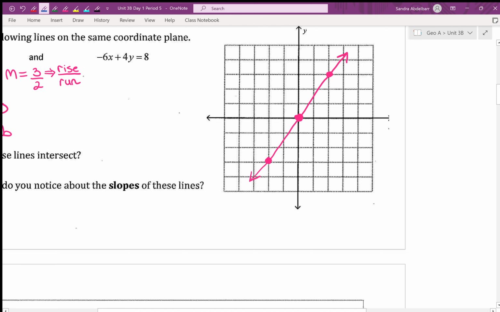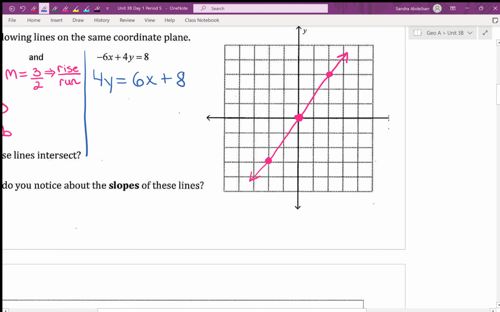So now the other line is negative 6x plus 4y equals 8. Can I graph it when it's in this format? No, what do I need to do? Brenda? Get the y by itself. So the first thing I'm going to do is add the 6x over. So we have 4y equals positive 6x plus 8.